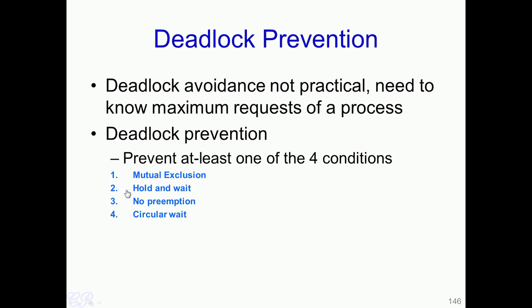For example, if we design a system where the hold and wait condition cannot be satisfied, that is, a process cannot hold a resource while waiting for another resource, then such a system will not have a deadlock. So, let us see various ways in which we can actually prevent one of these conditions from happening.